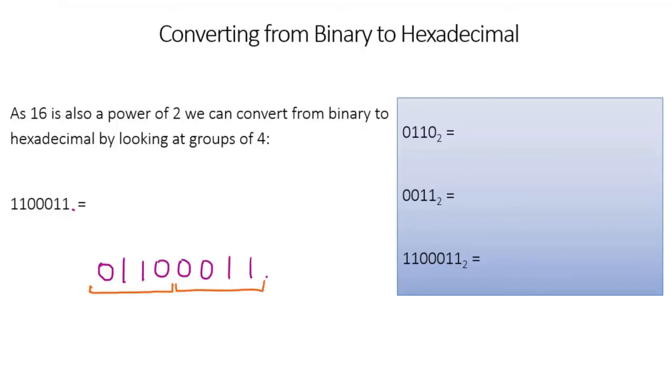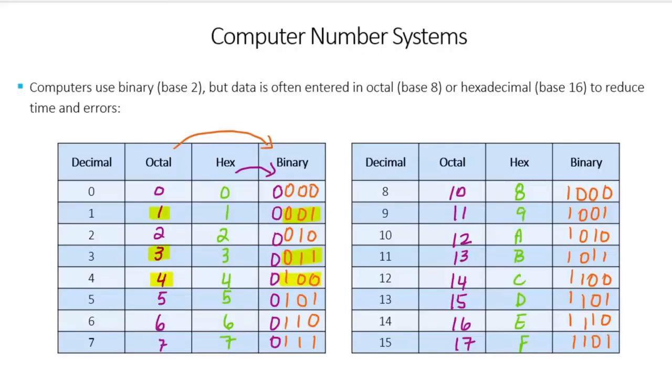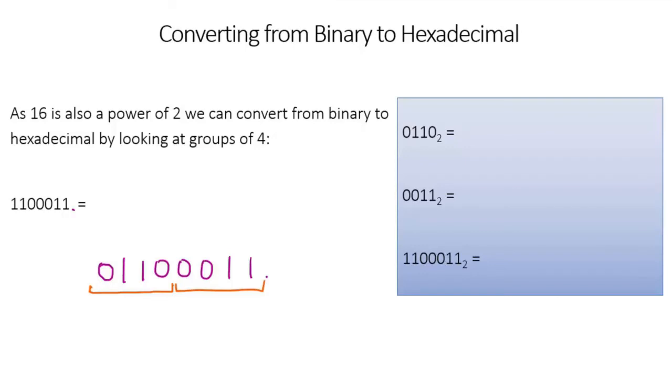Again, I can return to my comparison table, and I see that the binary quartet 0, 1, 1, 0 corresponds to the hex value of 6. And again, that 0, 0, 1, 1 corresponds to the hex value of 3. Or I can read each digit in its corresponding place value to evaluate each quartet.